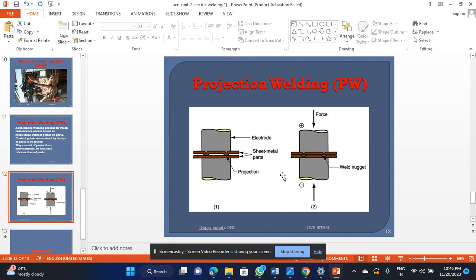See the diagram, projection welding. This is the electrode, these are the two electrodes, and these are the sheet metals. This is our projection point, and that projection point should be welded by using a weld nugget. So these are the different types of resistance welding.